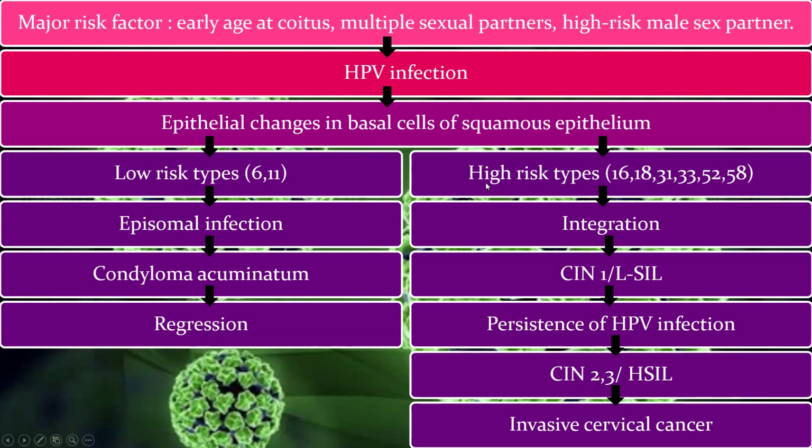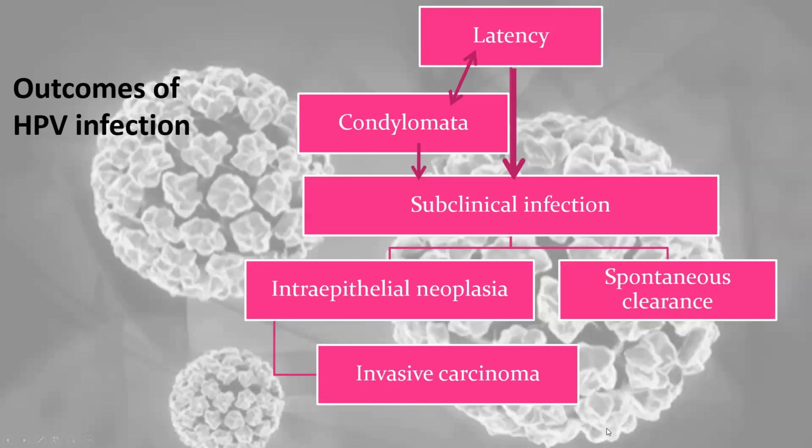While high risk types integrate into the basal epithelial cells, leading to cervical intraepithelial neoplasia grade 1. Persistent HPV infection leads to CIN 2 and 3, and then to invasive cervical cancer. Outcomes of HPV infection could be either condyloma and latency, or maybe subclinical infection, and later intraepithelial neoplasia and invasive carcinoma, or otherwise spontaneous clearance.